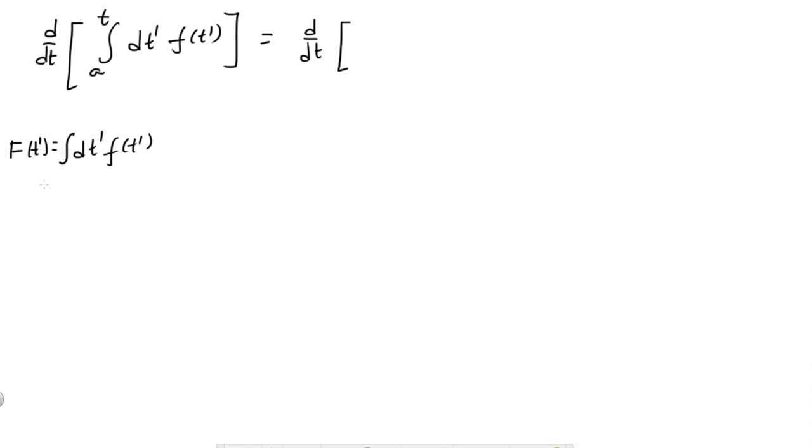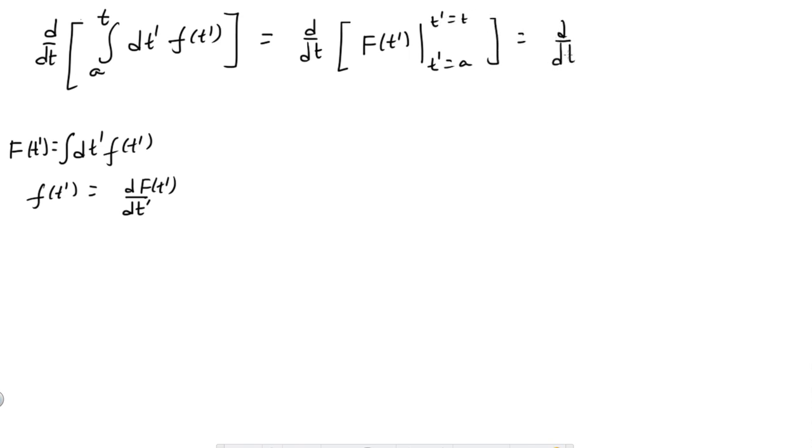By definition, clearly f of t prime is the derivative of capital F. If you integrate you get this, if you differentiate you get this. So capital F is the integral of small f. Now you should put t prime equal to a and t prime equal to t, which is d over dt of capital F of t minus capital F of a. When I put t prime equal to t, this becomes F of t minus F of a, and as I said, a is a constant. The only place where you have t is here. So this derivative drops out and you get dF over dt, but the derivative of capital F is small f. So this is f of t.